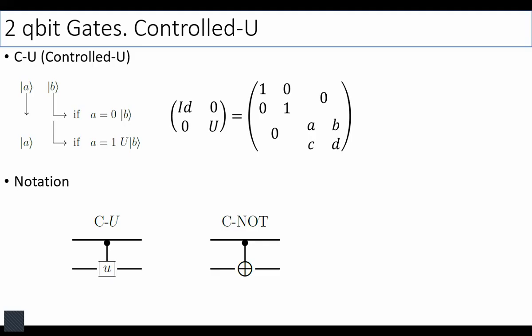Of course. When you say controlled U, you should specify which qubit is the first and which qubit is the second. You can potentially have a system of 100 qubits, and you can say that the first is the 11th and the second is the 32nd. And if you are in 100 qubits, you should multiply by 98 identities.